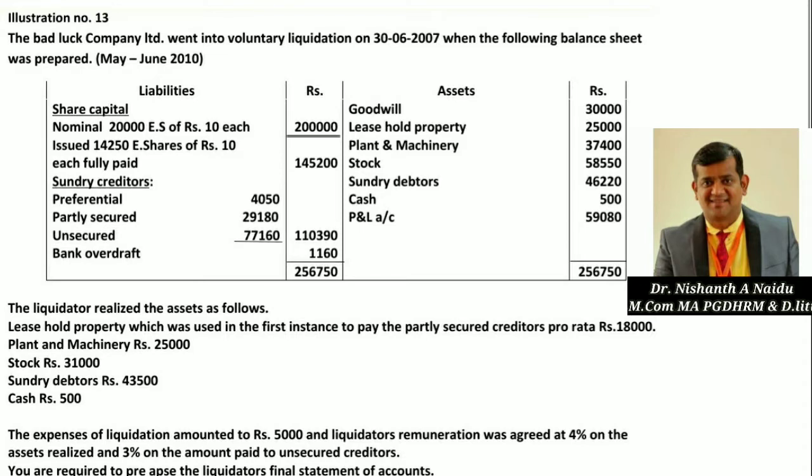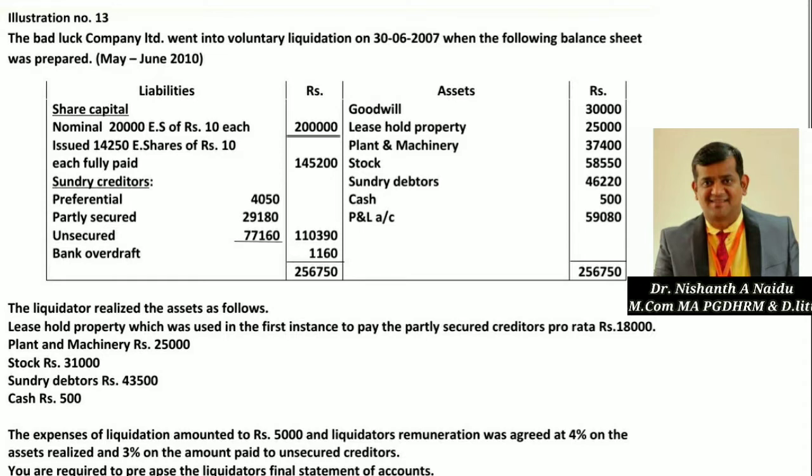On the other side, asset side, that is goodwill 30,000, leasehold properties 25,000, plant and machinery 37,400, stock 58,550 rupees, sundry debtors 46,220 rupees. Then we have a cash of rupees 500. Then profit and loss account 59,080 rupees. So both the side total, if you do that, you're going to get 2,56,750 rupees.